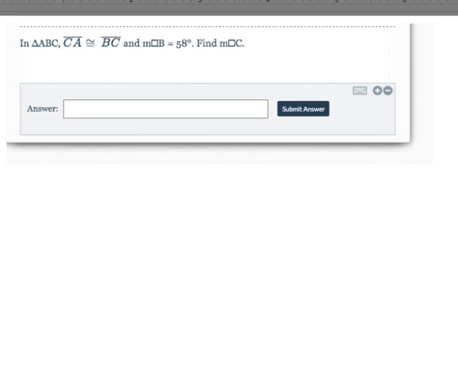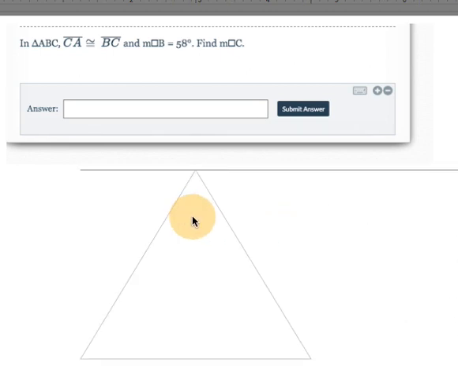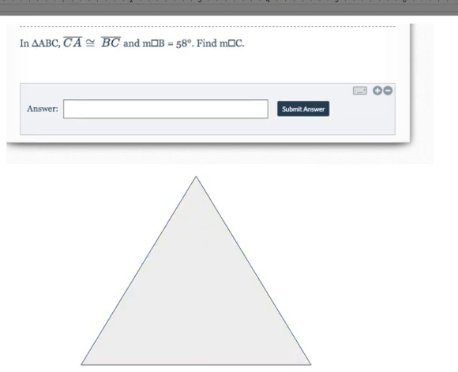Find angle C. Now, I hope that you guys have paper, pen, pencil, marker, whatever it is ready, because you're going to need to draw a diagram. It's very hard to do inside of your head. So the first thing we're going to do is draw our triangle. So you need a triangle. If you need to pause and go get some paper, whatever the case may be, please do so now.